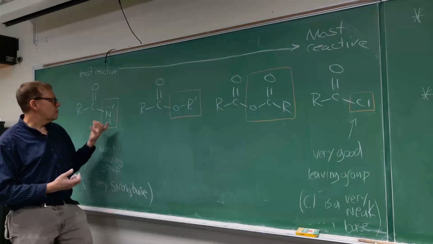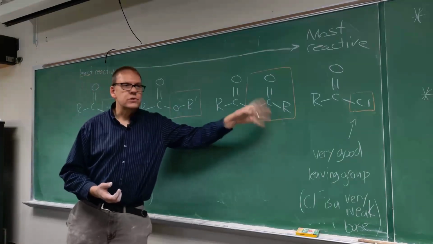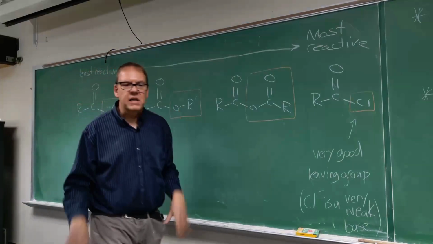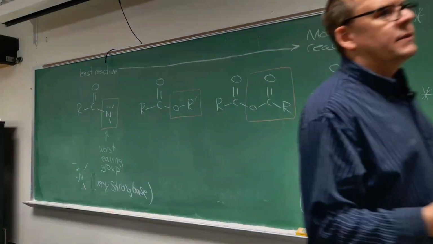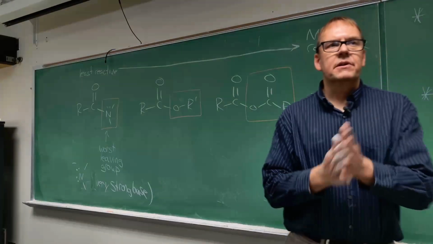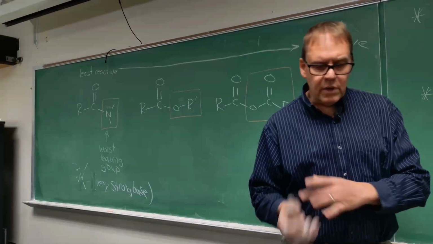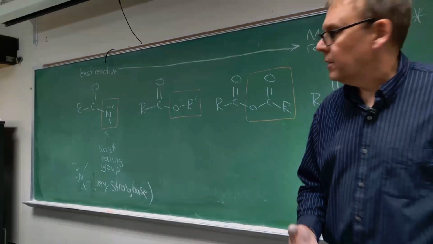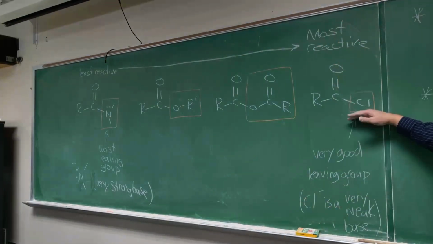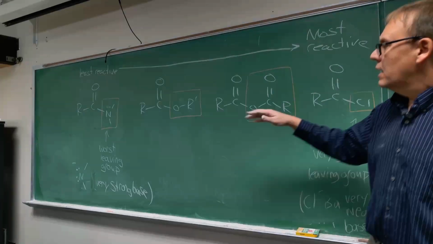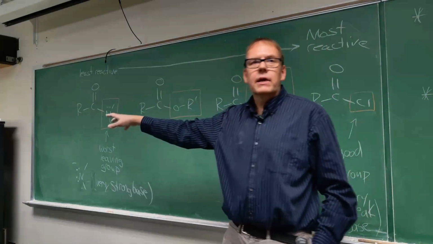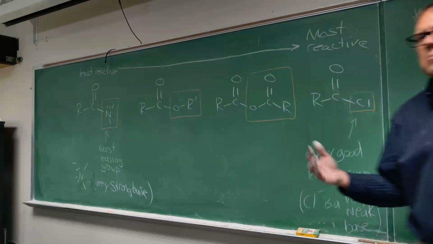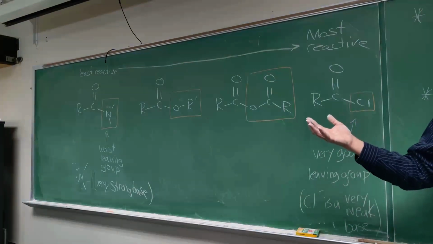So basically, you can replace any one of these orange highlighted groups with an OH just by treating it with water and sometimes a catalyst. So that's how this whole family kind of behaves. And so what we're going to do next is talk about their reactions. What are the reactions of acid chlorides? What are the reactions of anhydrides? What about esters? What about amides? It's the interconversion reactions that we're going to talk about.